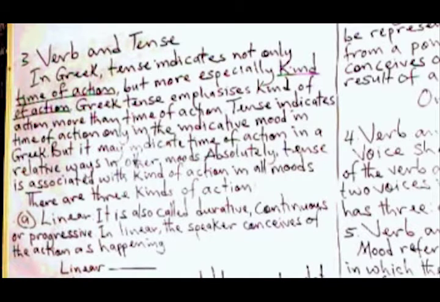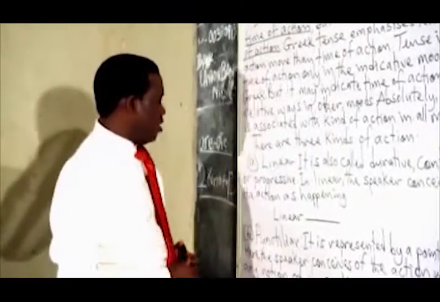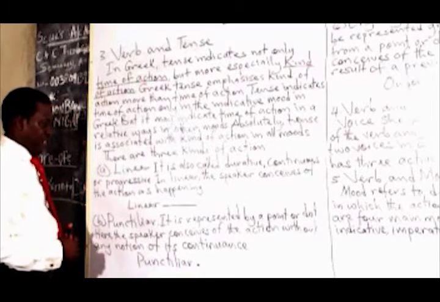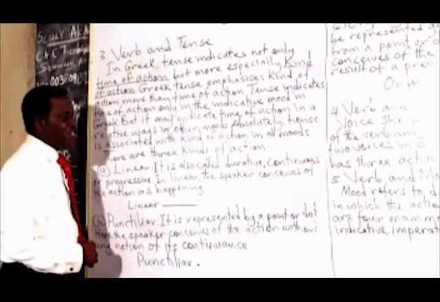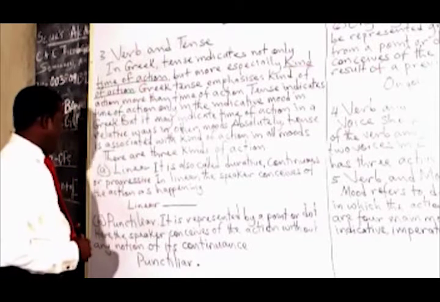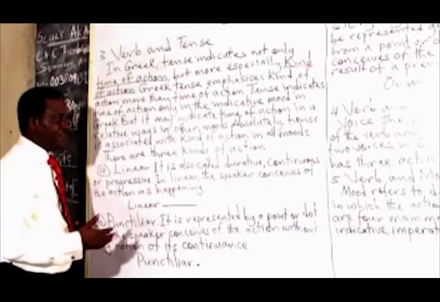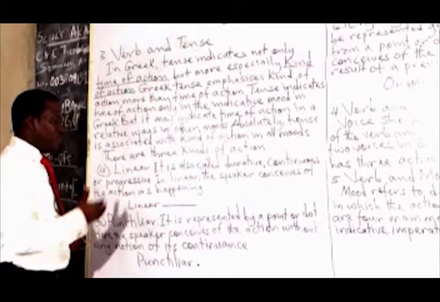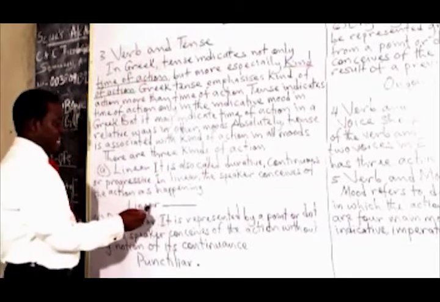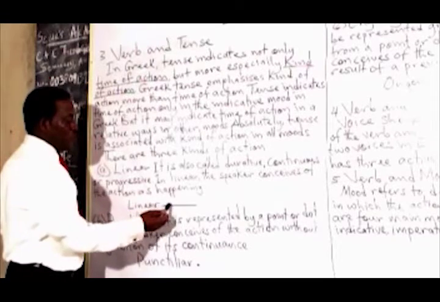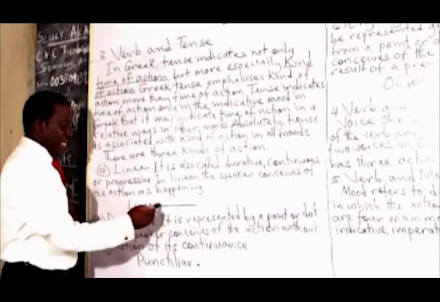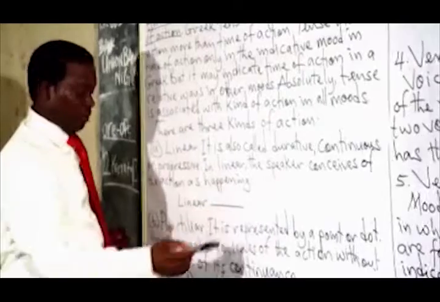There are three kinds of action in Greek. Number one, linear action. This is also called durative, continuous, or progressive. In linear action, the speaker conceives of the action as happening, an action that is durative, continuous, and progressive. A line is used to indicate the linear action. It shows that the action is ongoing.